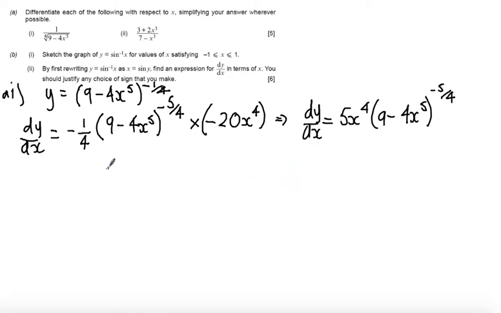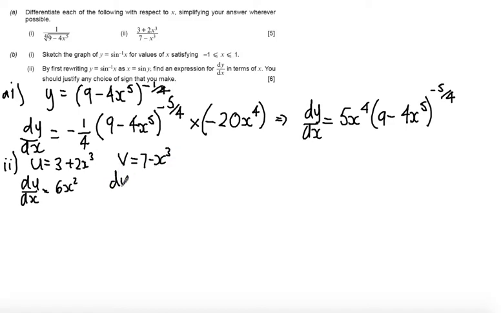Okay, part 2 wants us to differentiate this quotient. This time I have got a function of x top and bottom, so I'm going to start off part 2 by stating that u is the numerator, 3 plus 2x cubed. So du by dx will be 6x squared. Then state that v equals the denominator, so 7 minus x cubed. And differentiating v, the constant disappears, and I get dv by dx equals minus 3x squared.